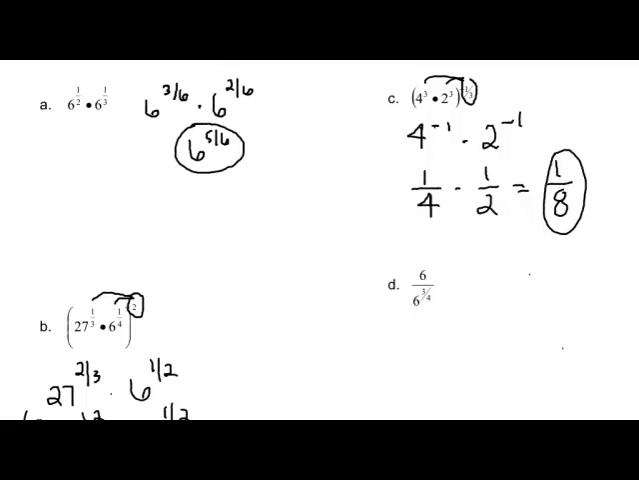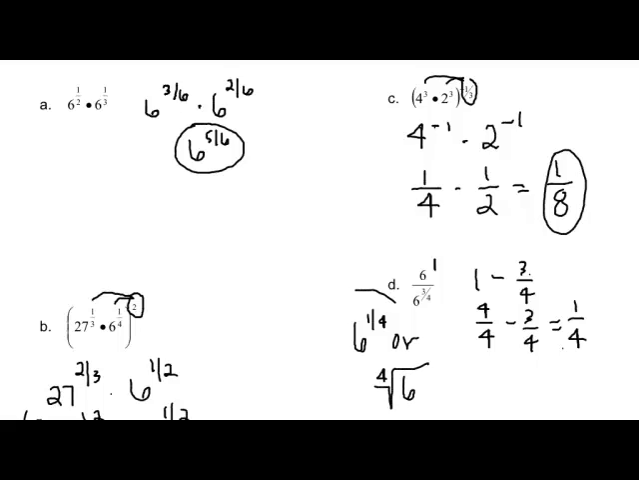For example D, notice we have division, or a quotient rule. 6, if we have nothing written, is to the 1st power. So remember, we subtract our exponents. So we're going to have 1 minus 3/4. Again, we want a common denominator of fourths. So 1 is the same as 4/4, minus 3/4 is 1/4. So that gives us 6 to the 1/4 power, or we could write this as the 4th root of 6. Either way is correct, unless it tells you to write it in one way or the other.